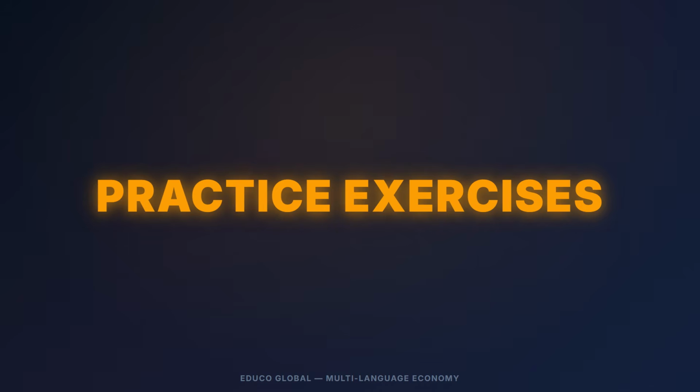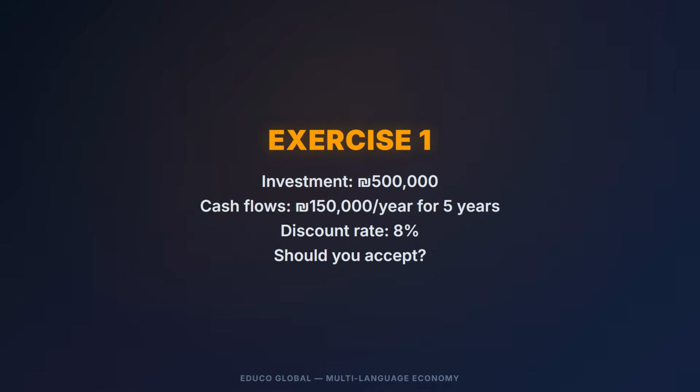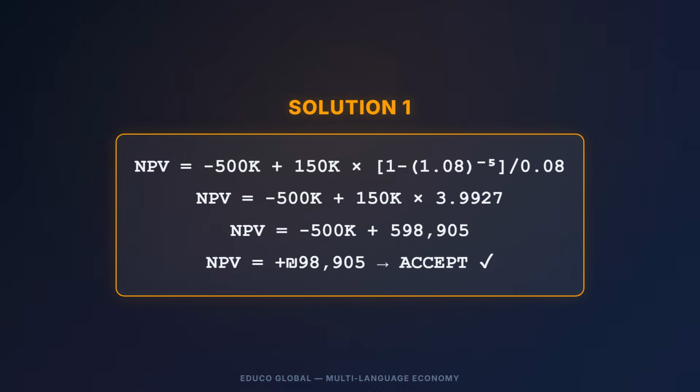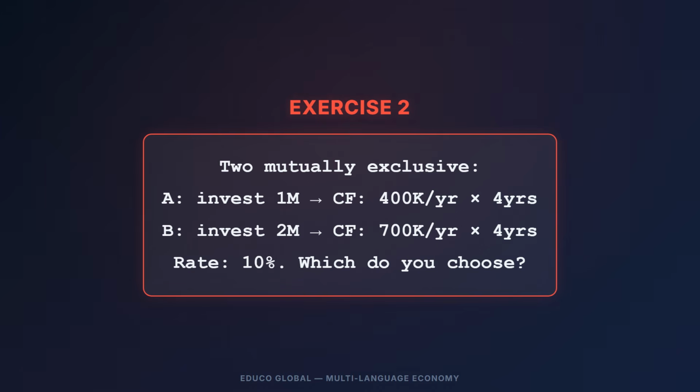Exercise 1. Invest 500,000 shekels. You receive 150,000 per year for 5 years. The discount rate is 8%. Should you accept? Using the annuity formula, NPV equals negative 500,000 plus 150,000 times the present value annuity factor for 5 years at 8%. That gives us positive 98,905. Accept.